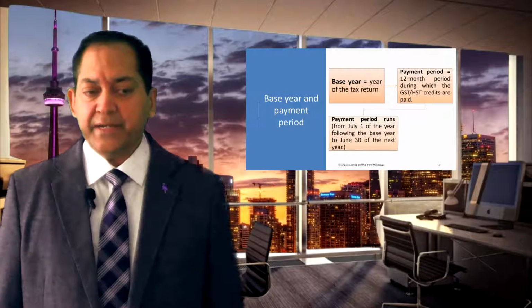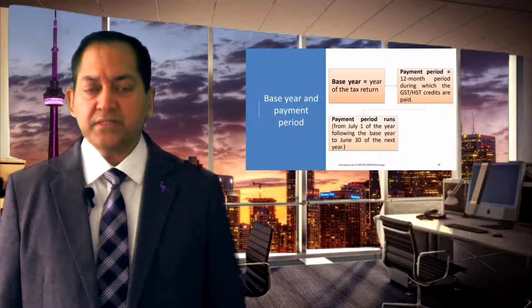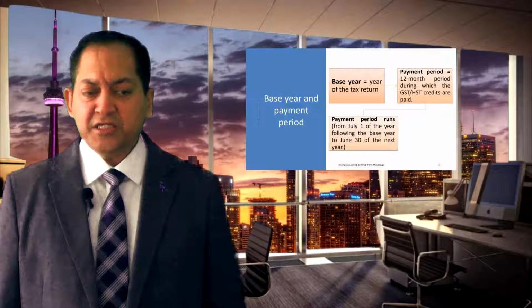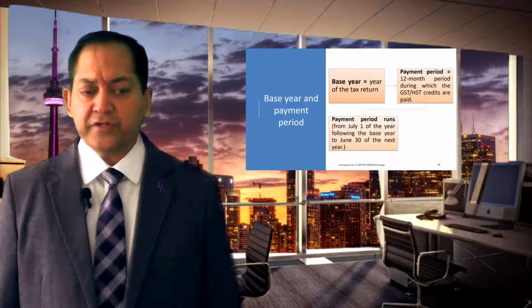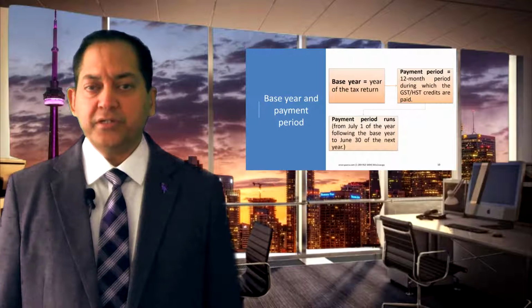Now, there are a few concepts. The concept of base year, payment period. Now, what is the base year? It is the year of the tax return. Payment period, it's the 12-month period during which the GST HST credits are paid. And this period usually runs from July 1st of the year following the base year to June 30th of the next year.